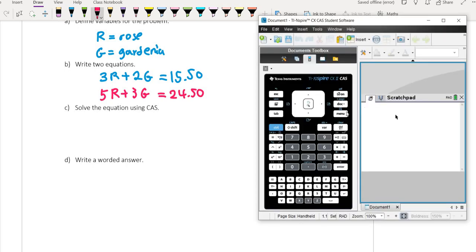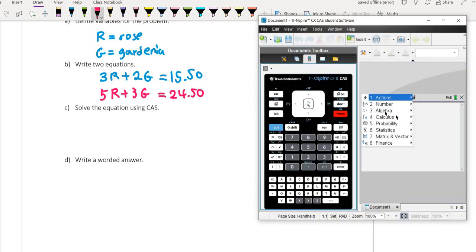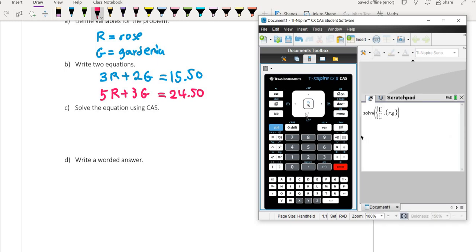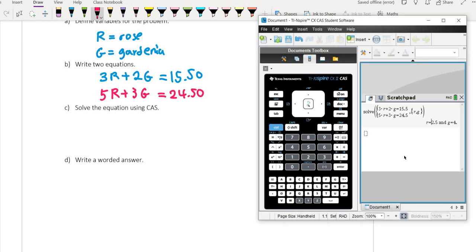So we just want to go into the calculator, menu, algebra, solve system of equations. Number of equations is 2. Variables are R and G in our scenario. And then we carefully type the equation in. So 3R plus 2G equals 15.50, like this, and press enter. Then it gives you the values for the 2. So R is 2.5, G is 4.